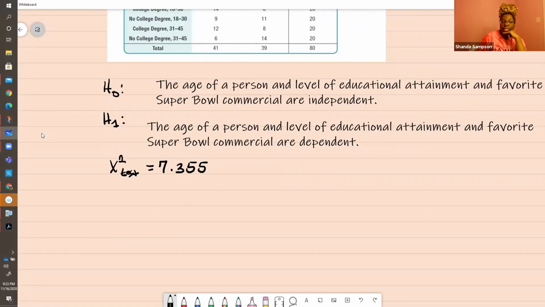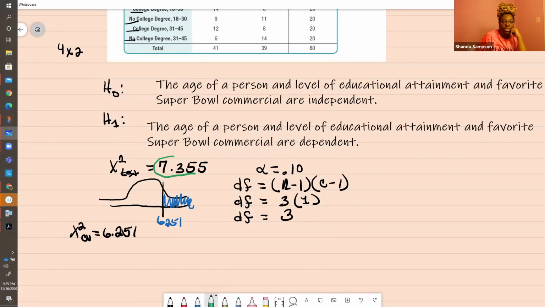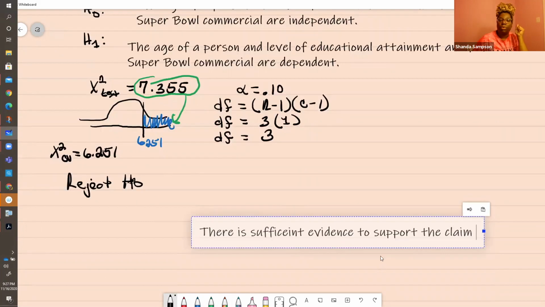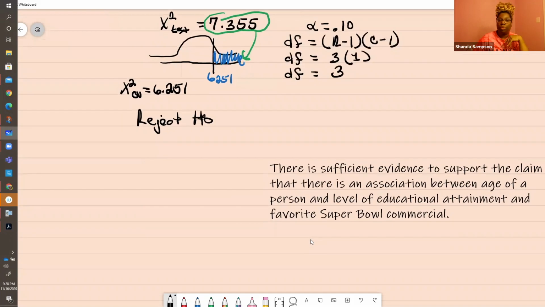Then we need our chi-squared critical value. Critical value is 6.251. Our test statistic is going up somewhere over here past that. That's in our rejection region. So we're going to reject that H0. In the end, there is sufficient evidence to support the claim that there is an association between age of a person and level of educational attainment and their favorite Super Bowl commercial.